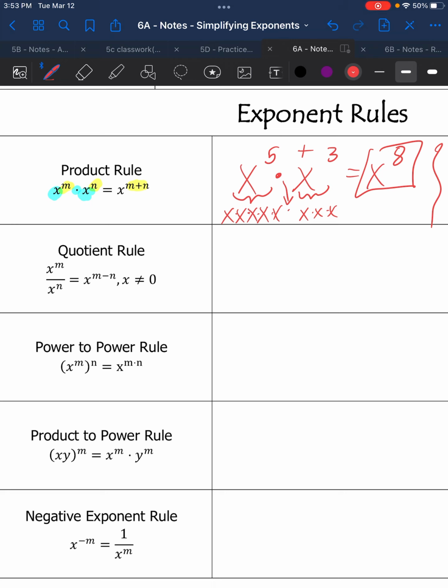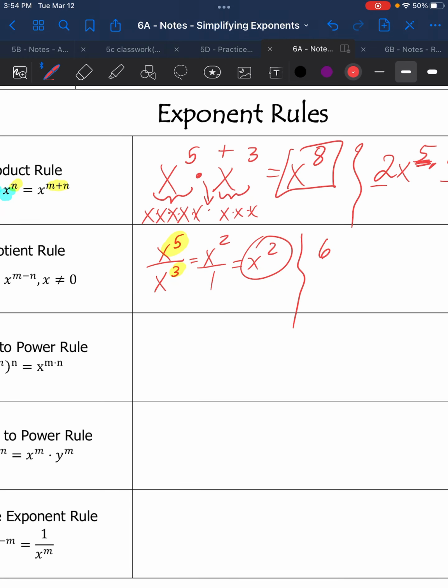Quotient rule. Quotient rule is the opposite of the product rule. So when you are dividing like bases, so we still got the like bases of the exponents, but now we're dividing. So to divide, you're going to have to subtract the exponents. So if I have x to the fifth and we're dividing by x to the third, you're going to subtract those exponents. So it'll be x to the, and what I do is I take the biggest exponent first. So I look at the biggest exponent and I subtract the smallest. The answer will always go where the biggest exponent was. So it's like your x is in the numerator, and we actually don't even need to divide by 1.